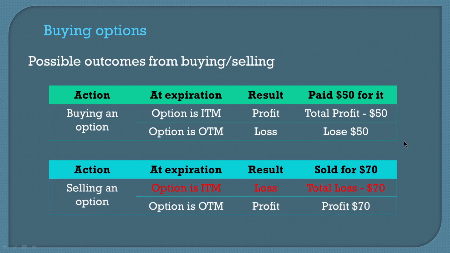Now on to selling options. It is the opposite of buying. As a seller, you make money when the option expires out of the money. So if you sold the option for $70, your profit is $70 when the option expires out of the money. But if the option ends up in the money at expiration, the amount you lose will be the total loss minus 70, which is the premium you collected as a seller when you sold that option. So you can see that as a seller, the final amount you lose actually depends on how far in the money the option ends up.